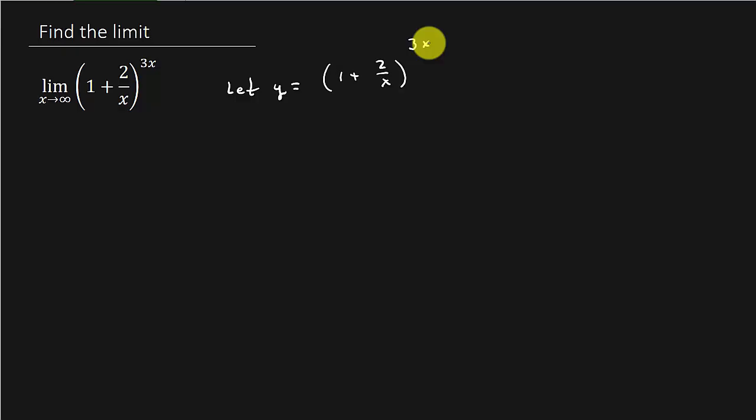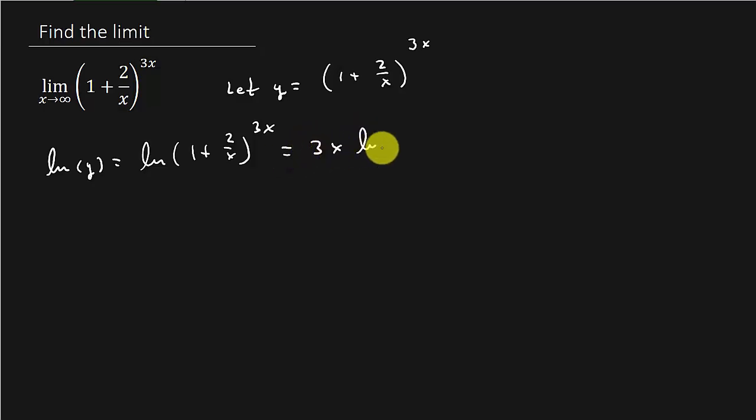Then what we're going to do is take the natural log of both sides. So we get the natural log of y is equal to the natural log of (1 plus 2 over x) to the 3x. And remember, we have a property that says we can take this exponent and pull it in front of the log. So that's going to be 3x natural log of (1 plus 2 over x).